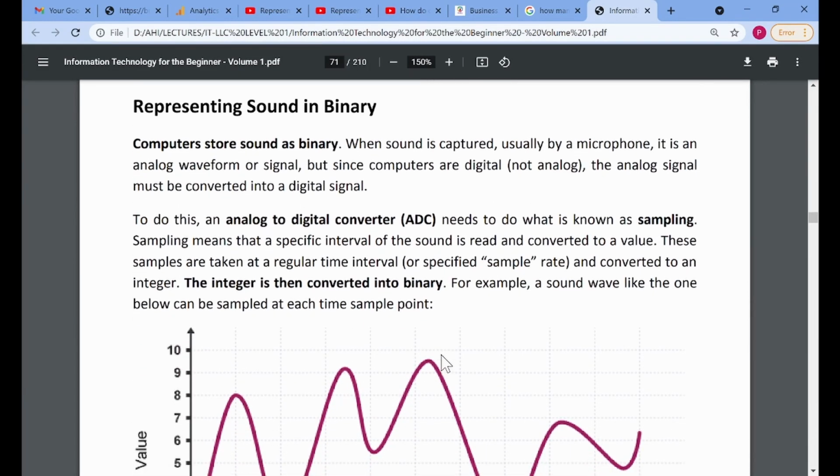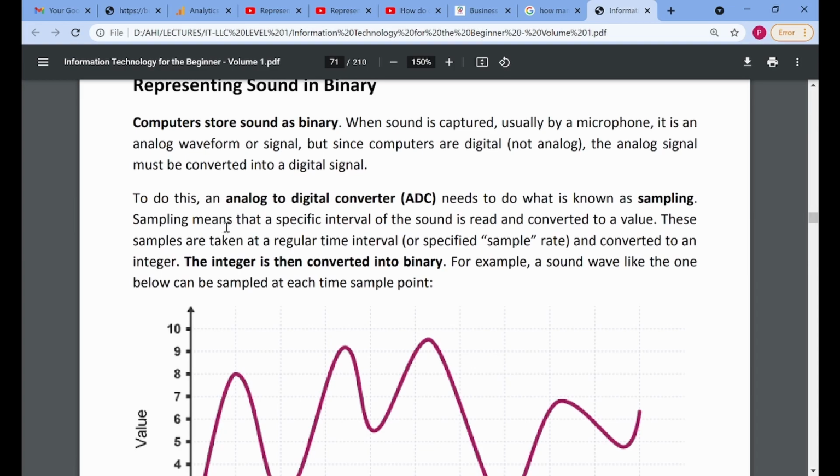Now watch this. Computers store sound as binary. When sound is captured, usually by a microphone, it is an analog waveform or signal. But since computers are digital and not analog, the analog signal must be converted into a digital signal. To do this, an analog to digital converter, ADC, needs to do what is known as what? Sampling.